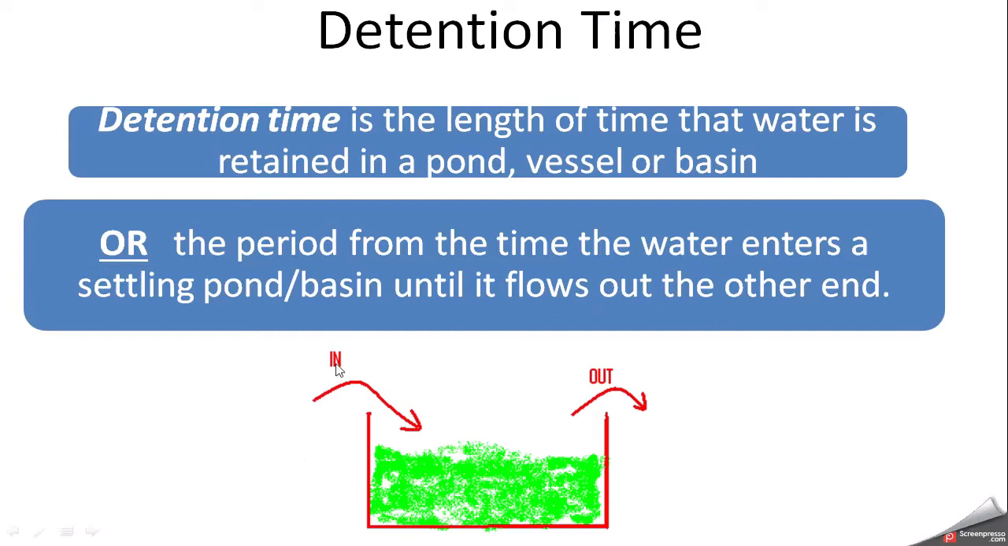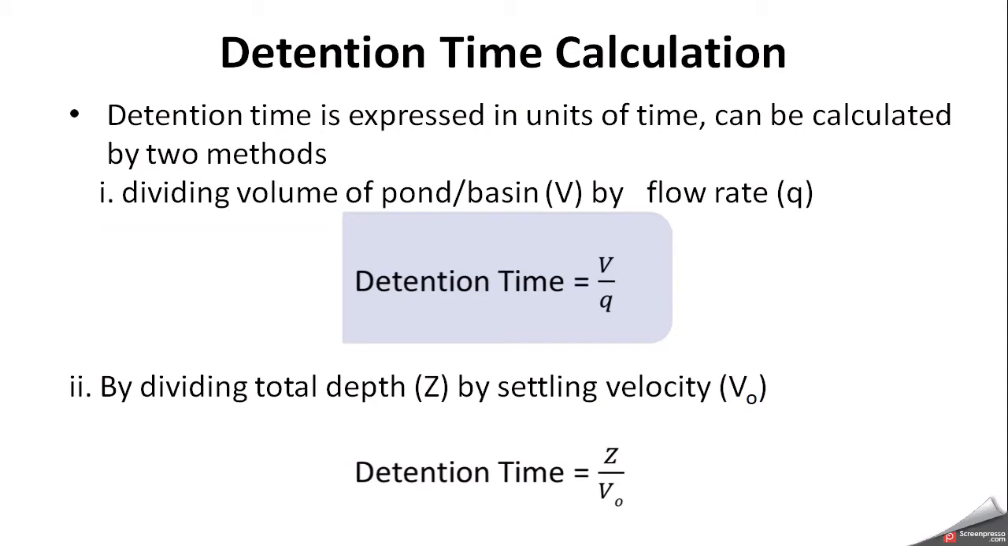This is the basic and simplest drawing: water comes in from this side and then goes outside. Now we calculate the time from when the first molecule of water enters this pond until the last molecule leaves it. This duration is called detention time. We can easily calculate the detention time. As is obvious from the term, it is a time, so it is expressed in units of time and can be calculated by two methods.